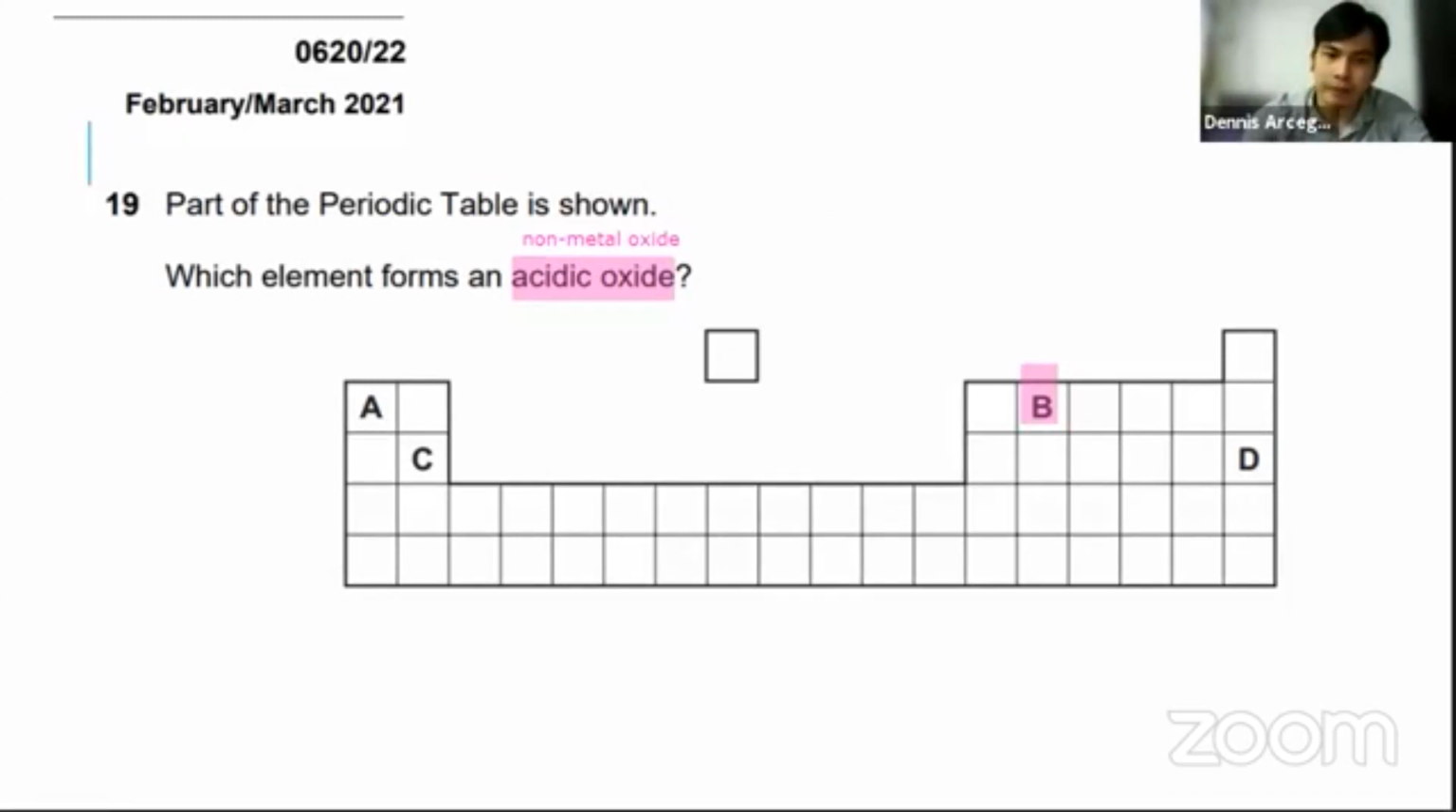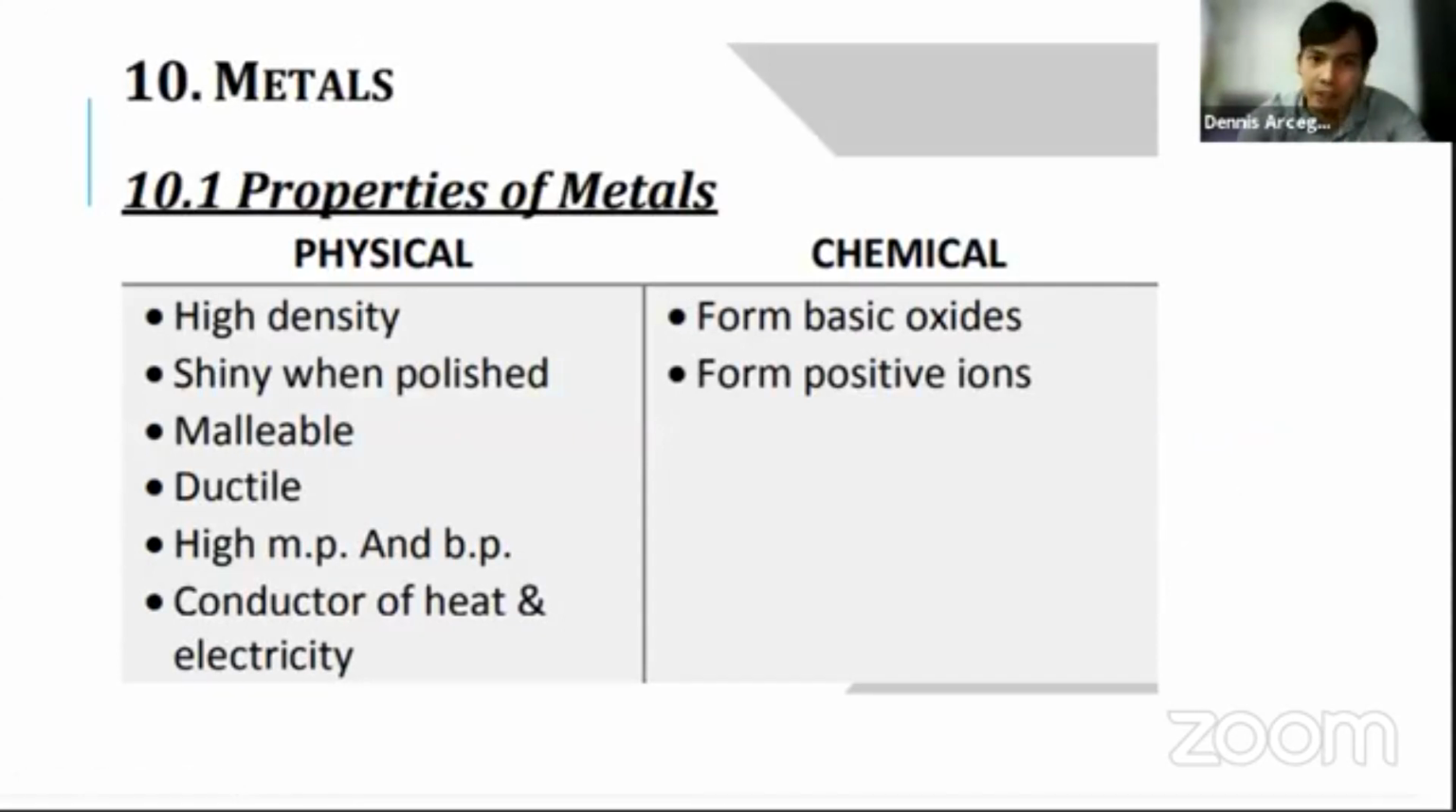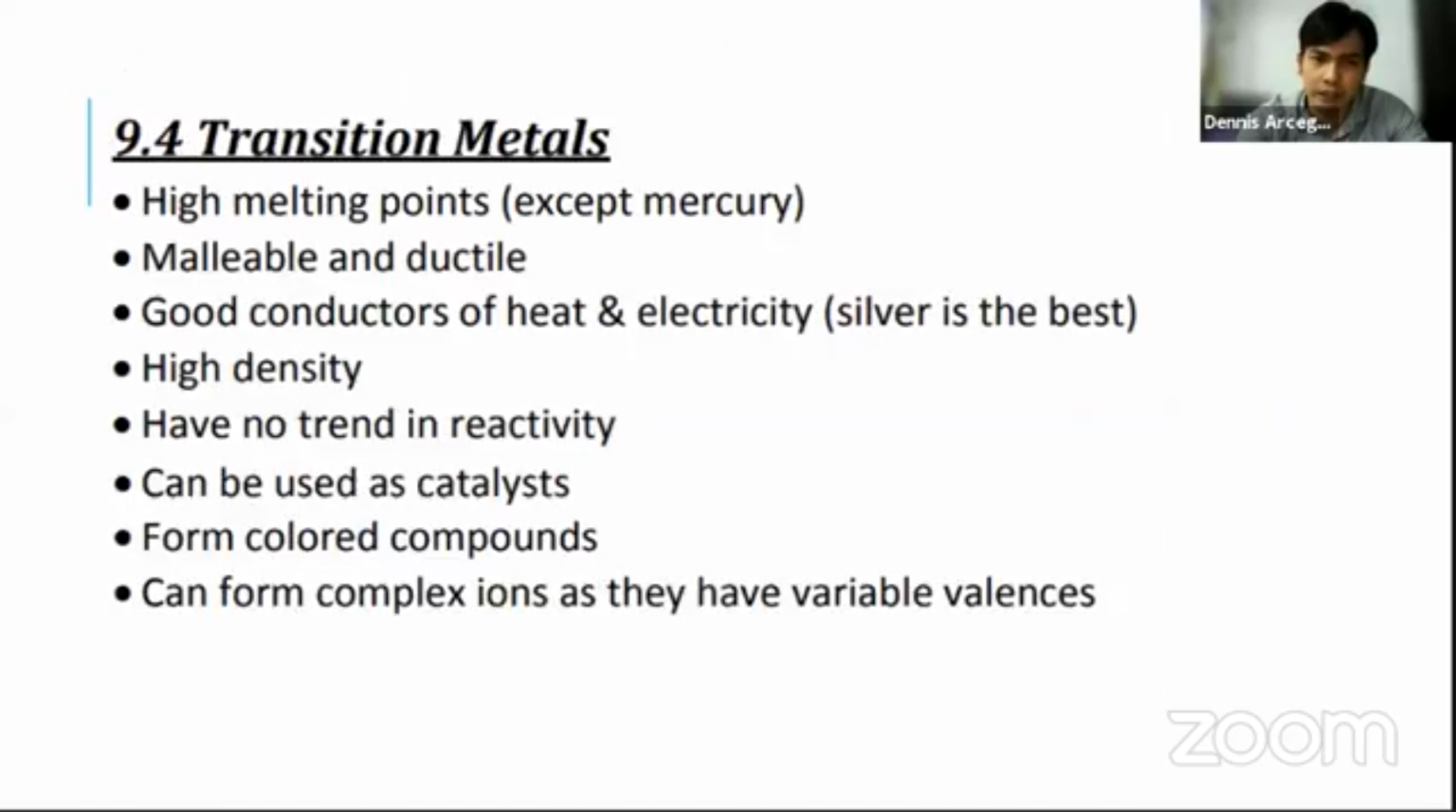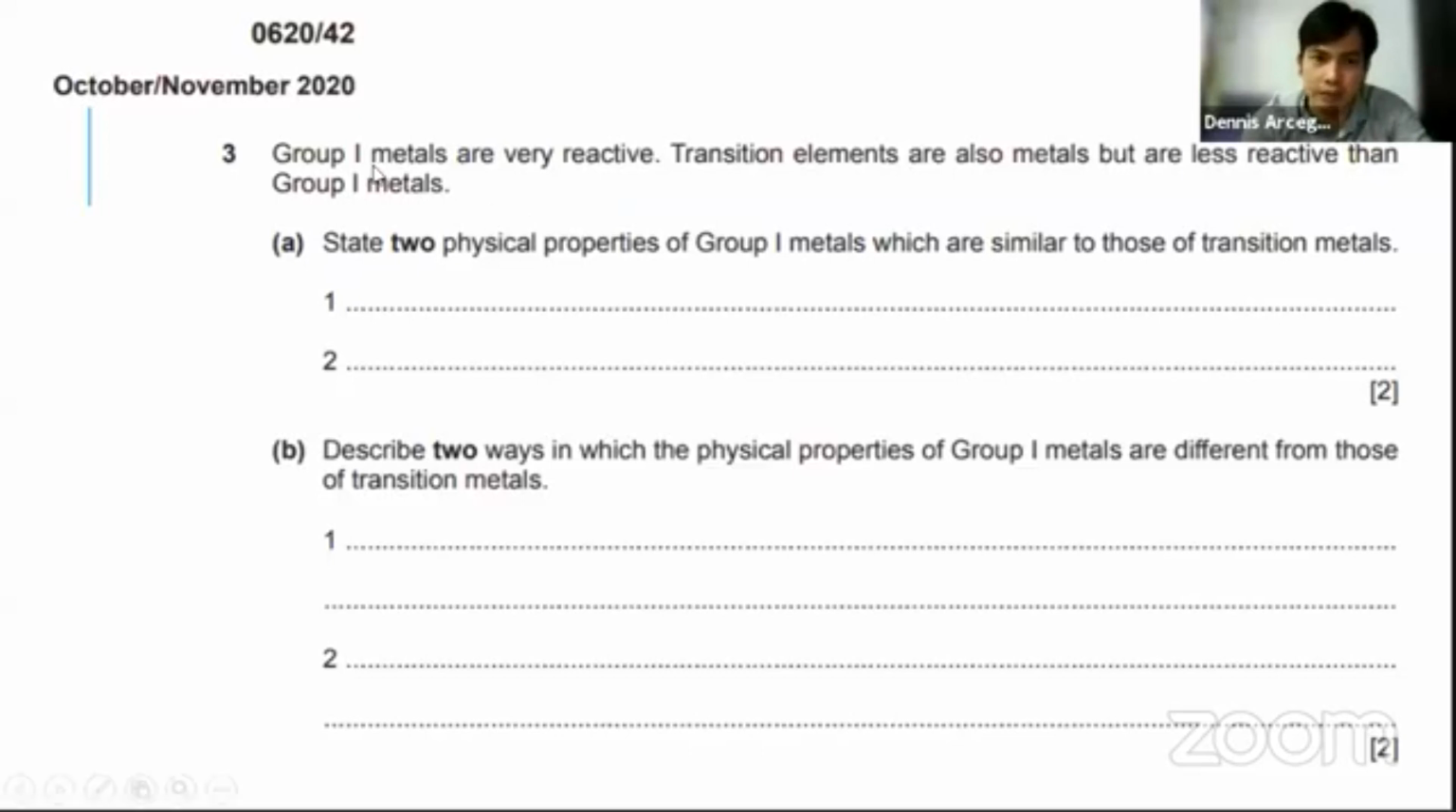Okay. The next is properties of metals, the physical properties. So these are basic already, so you can just simply look at that one. Then transition metals. I think you observed this one also. This is a very common question: differentiate metals in group 1 from transition metals. I'm going to show the question like this one.